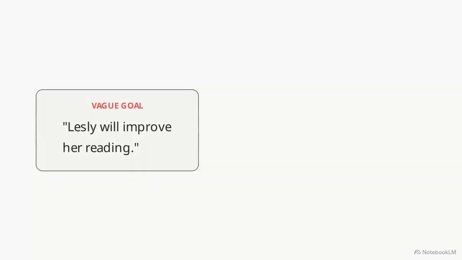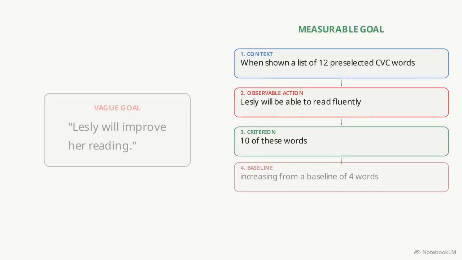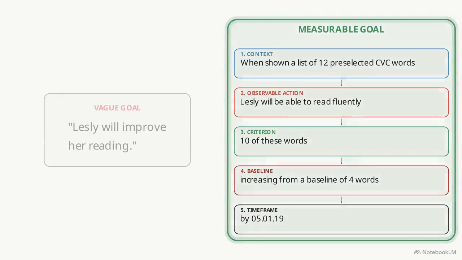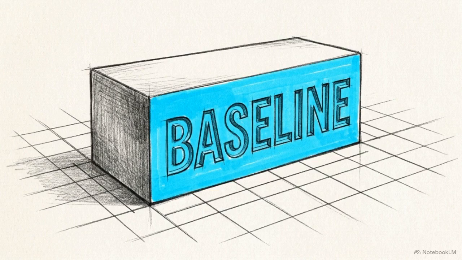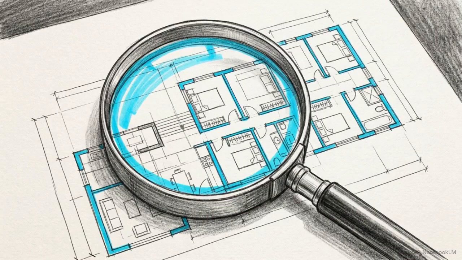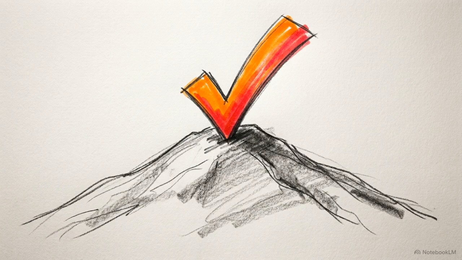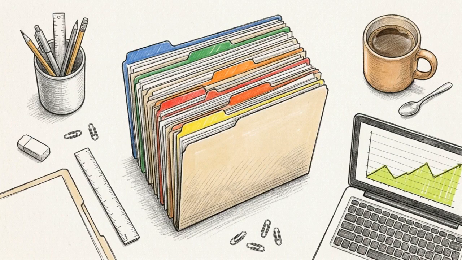Look at where we started compared to where we are now. Leslie will improve her reading gave us nothing to measure. Our final sentence provides a specific, testable roadmap. These 5 steps form a repeatable baseline. By defining the action, setting the context, grounding it in a baseline, adding a deadline, and checking for achievability, you establish a professional standard for every student file you handle.